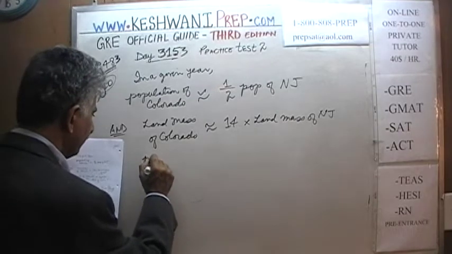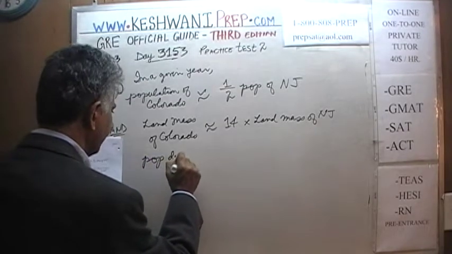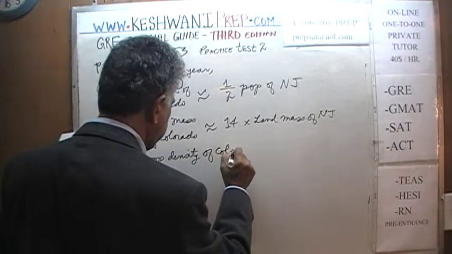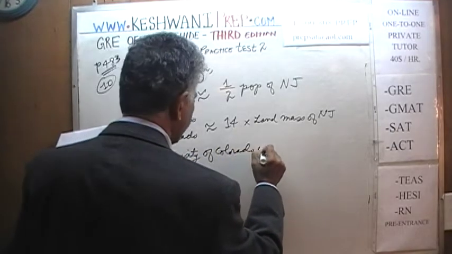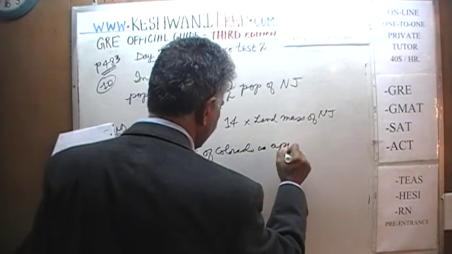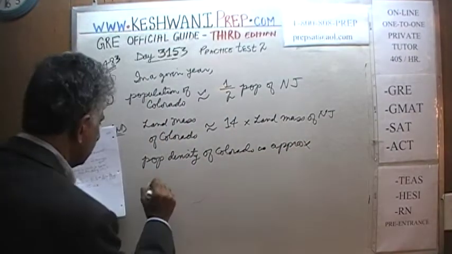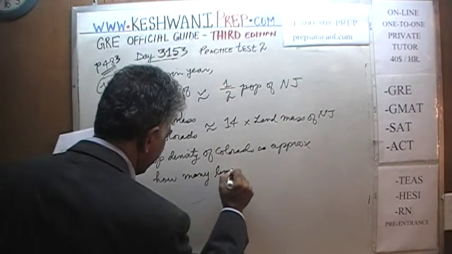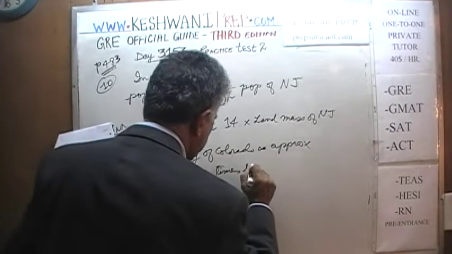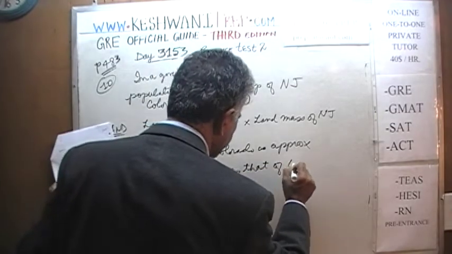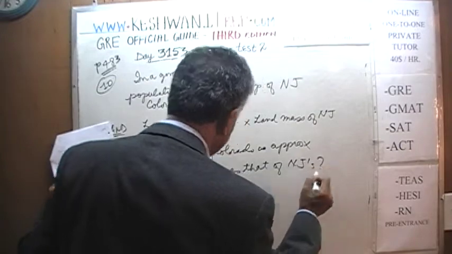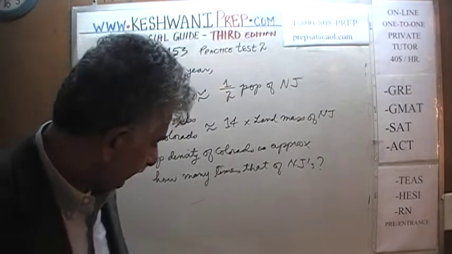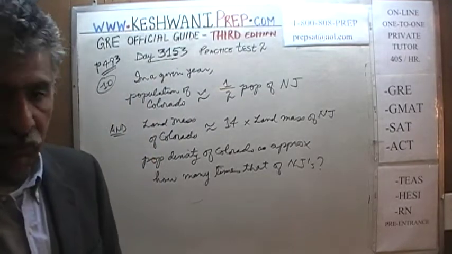The question simply is, the population density of Colorado is approximately how many times that of New Jersey. This is a lot of writing for not much at all.